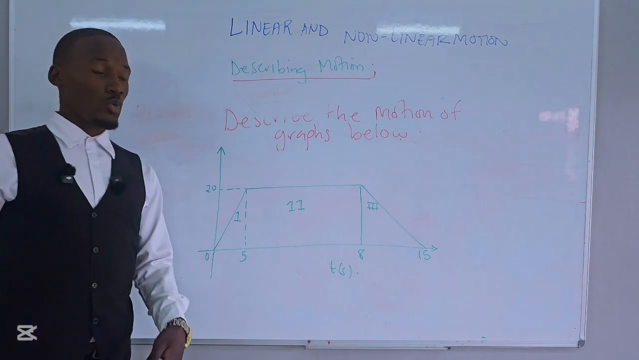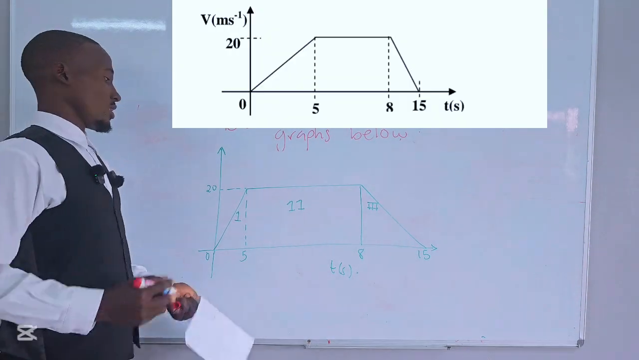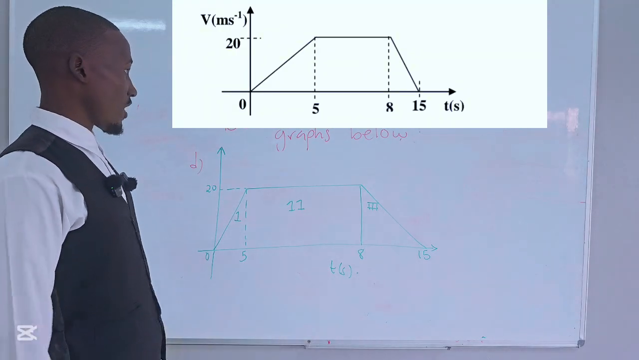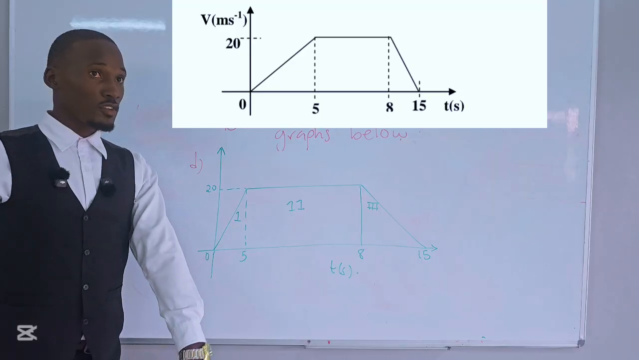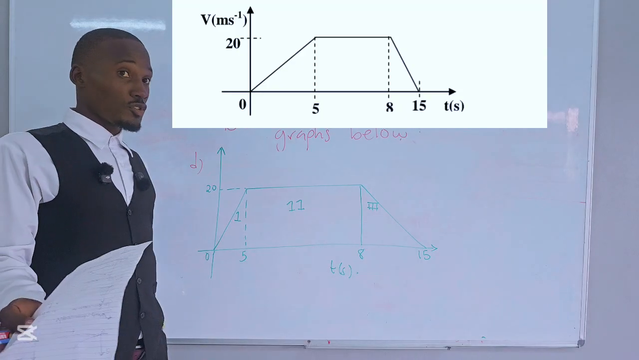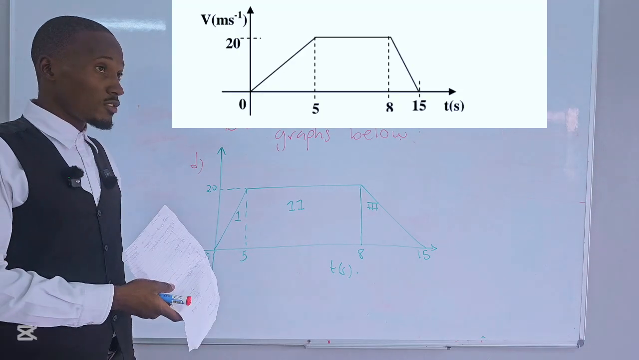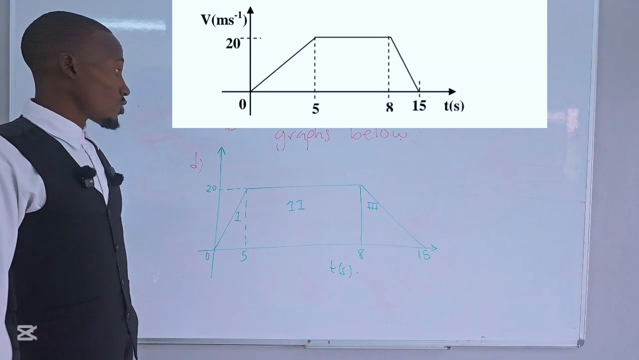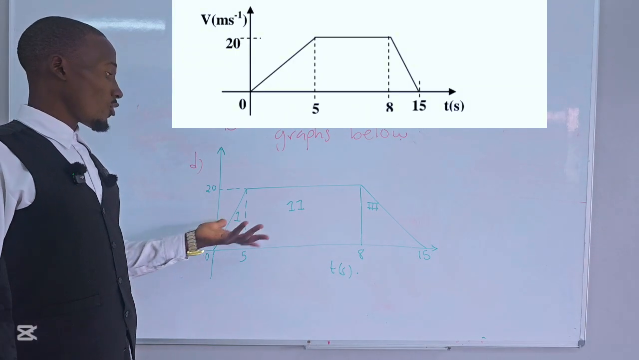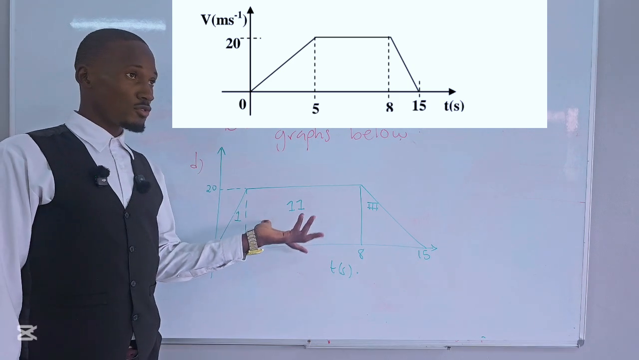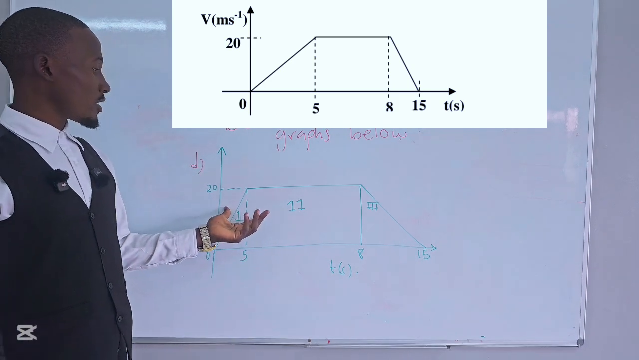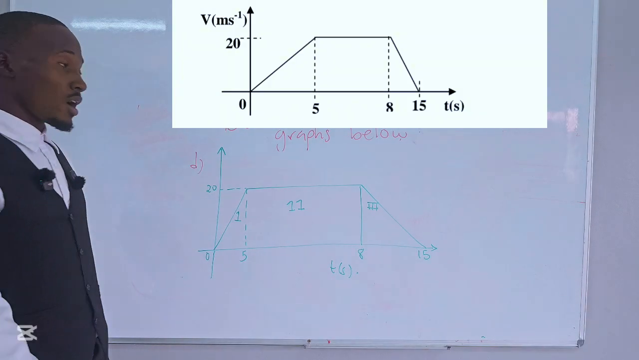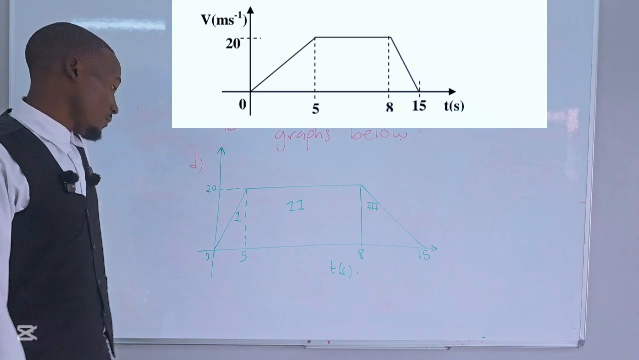So lastly, we are explaining this as our last example on describing the motion of graphs. They will give you scenario questions. They will tell you to draw the graph or to describe an already drawn graph. So in this case, we already have a drawn graph. If you can explain an already drawn graph, it means you can even draw the graph out of an explanation.